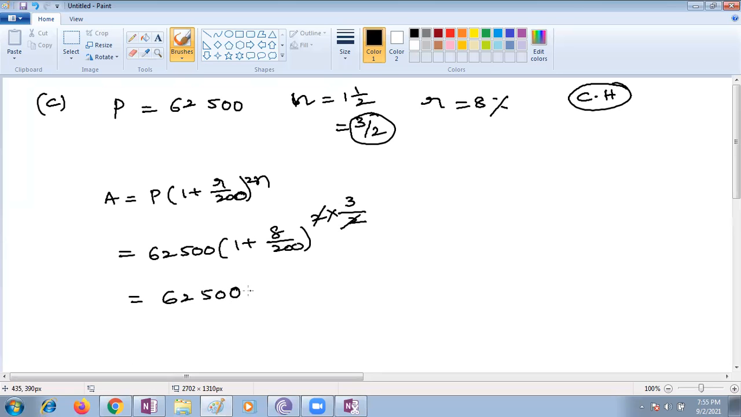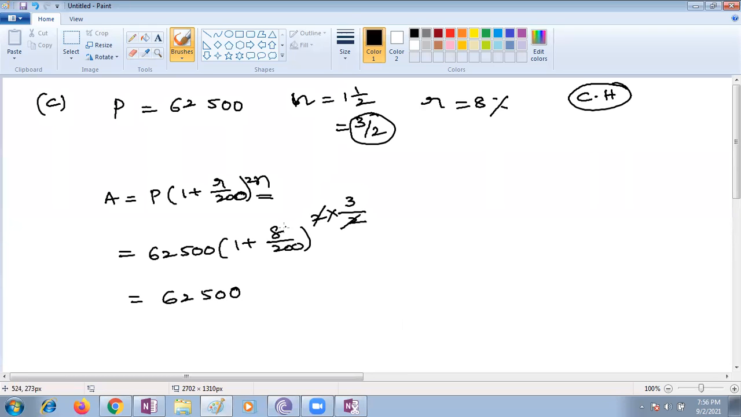Ma'am, do we always have to multiply 2 by the number of years? Exactly. 2 into whatever time period is given, that you are supposed to multiply. When compounded half yearly is given, we are multiplying with 2n. Compounded annually given means we are taking only n. That's why I have underlined the key sentence, compounded half yearly.